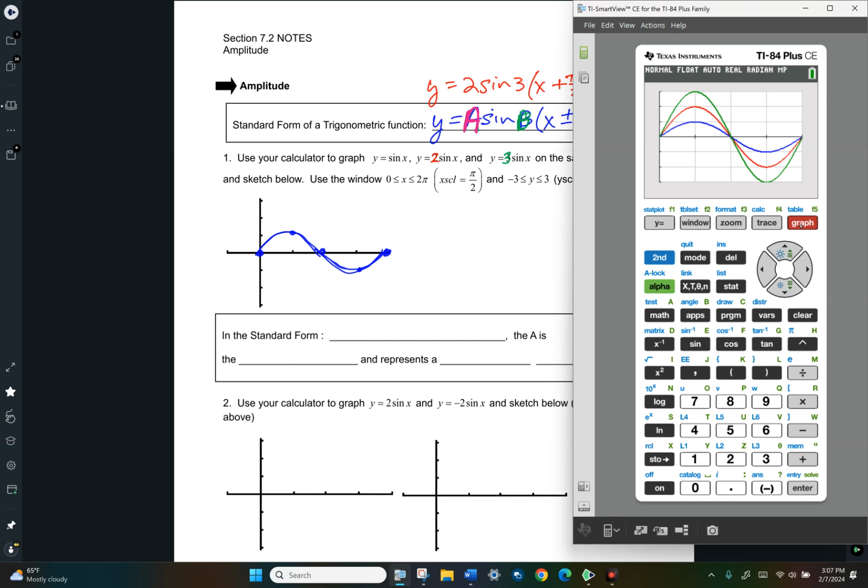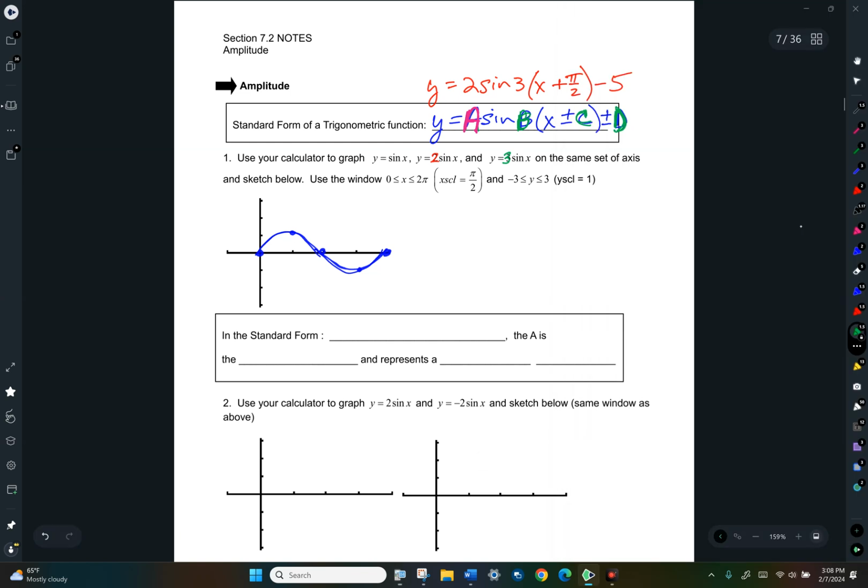Okay, just looking at this screen, notice the zeros are all the same. Every single graph goes through the same zeros. In fact, the only thing different is going to be that high point and that low point. Where the normal sine only goes up to 1, notice the red one went up to 2 and the green one went up to 3. Hope you're noticing that. And the same thing, where the original sine went down to -1, the red one went down to -2 and the green one went down to -3. Hopefully you're noticing the pattern there.